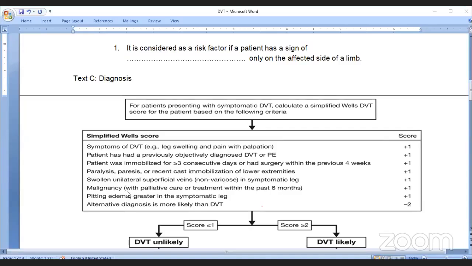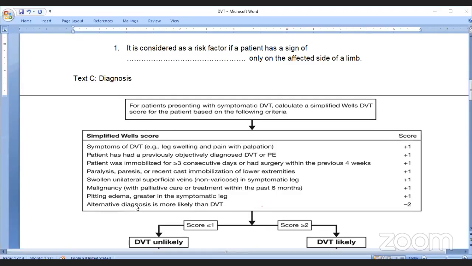Let us go next. Malignancy with palliative care or treatment within next 6 months. It is not mentioned about which one. Pitting edema greater in symptomatic leg, okay. So again, we have the word symptomatic leg here, and here we have alternative diagnosis more likely than DVT, which is not clear. So we have two options. Symptomatic leg is written here in point number 4, and in the second last one. So out of these two, which one is the better option? Because of this one, pitting edema greater in symptomatic leg.